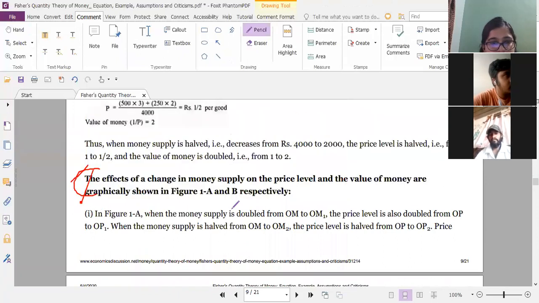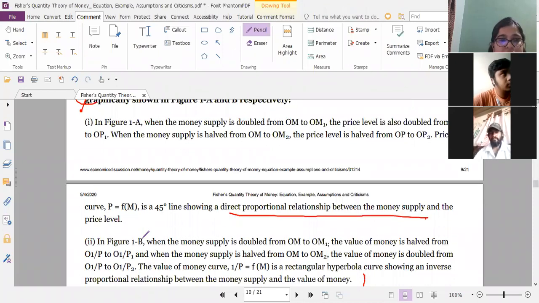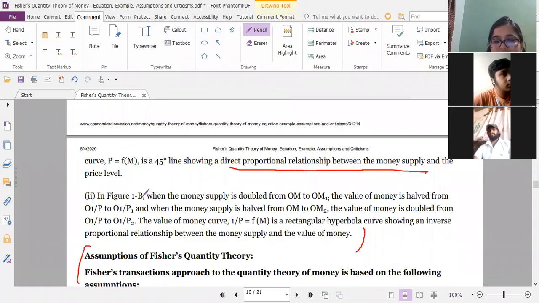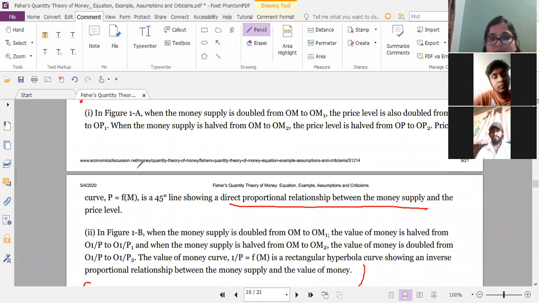So the price curve: P is equal to a function of M, where M is the money supply. It is a 45-degree line, showing a direct proportional relationship between money supply and price level, right? Is it clear? So that is it under the first graph explanation. Now we'll look at the second graph explanation.